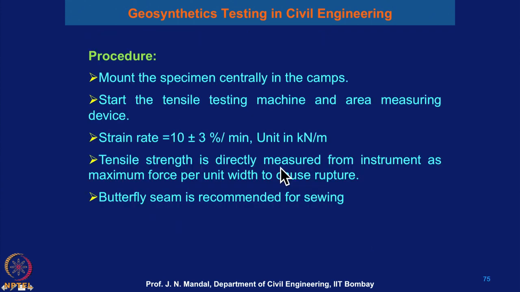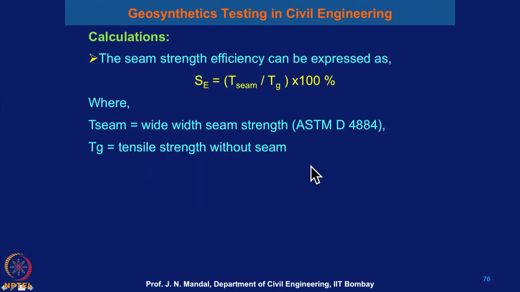So, procedure: mount the specimen centrally in the clamp, start the tensile testing machine and the area measuring device, and as I said, the strain rate is 10 plus minus 3 percent per minute, and the unit of the seam strength is kilonewton per meter. So, tensile strength is directly measured from the instrument as maximum force per unit width to cause the rupture. I also told that butterfly seam is recommended for the seam.